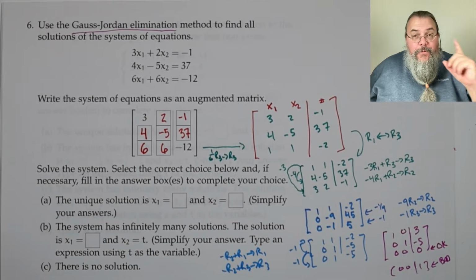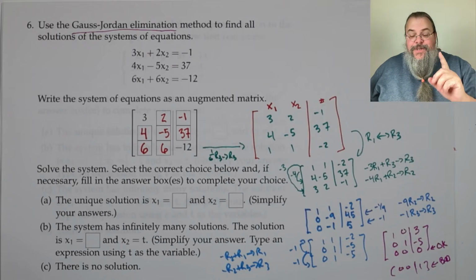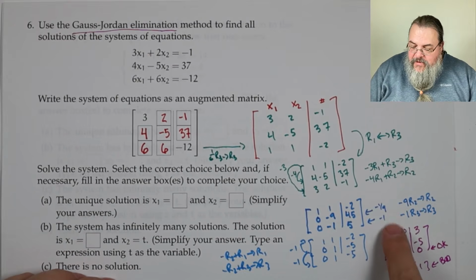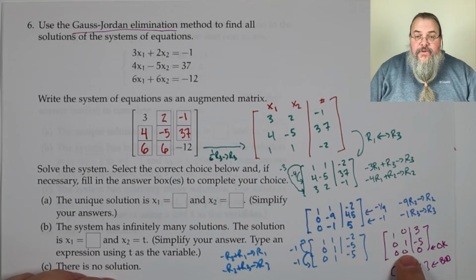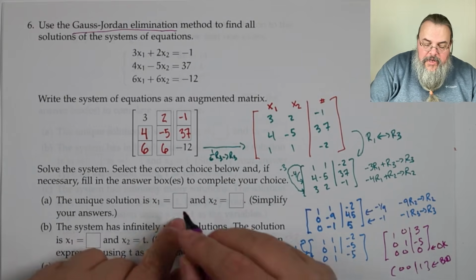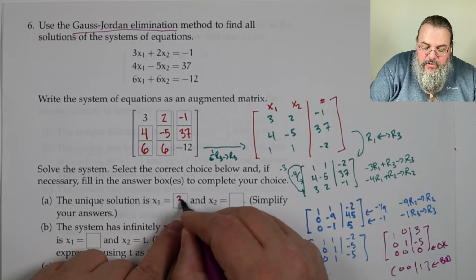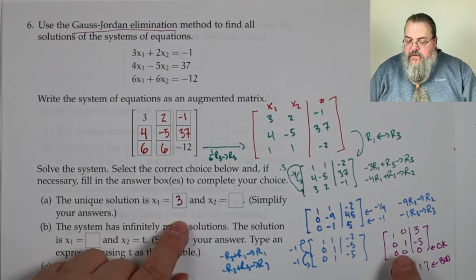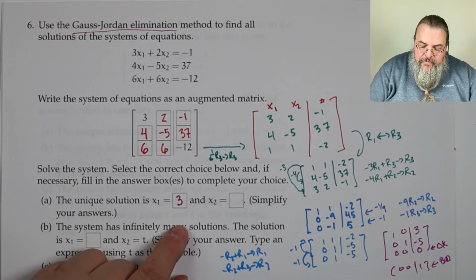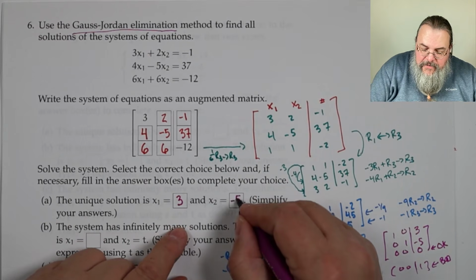Well, we have one solution. One solution to rule them all. We can read it off. Because remember, this is the x1. Here's x2. This says x1 plus 0x2 equals 3. So we can write here x1 is 3. And this says 0x1 plus 1x2, which is just saying x2 is negative 5. So x2 is negative 5.